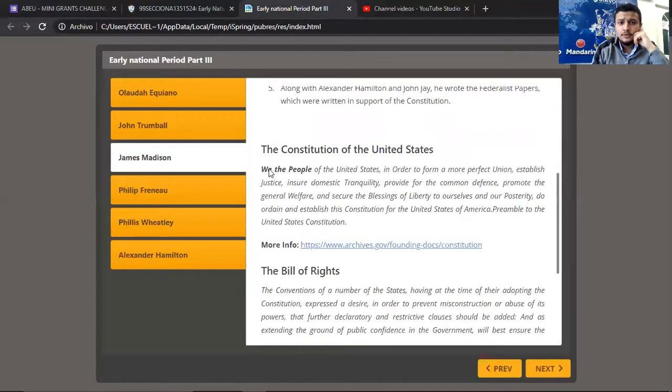And then I give you the introduction of the Constitution of the United States, if you want to be familiar with it. So it's: We the people of the United States, in order to form a more perfect union, establish justice, ensure domestic tranquility, provide for the common defense, promote the general welfare, and secure the blessings of liberty to ourselves and our posterity, do ordain and establish this Constitution for the United States of America.